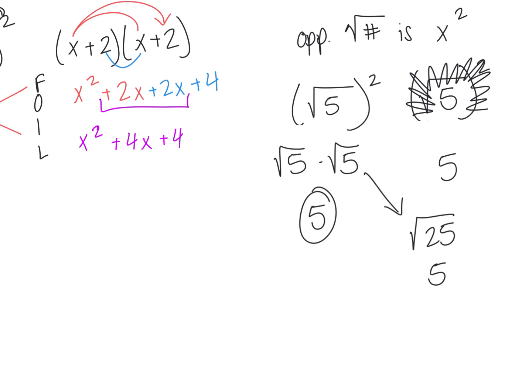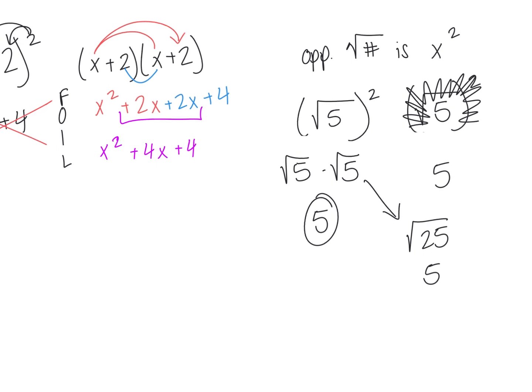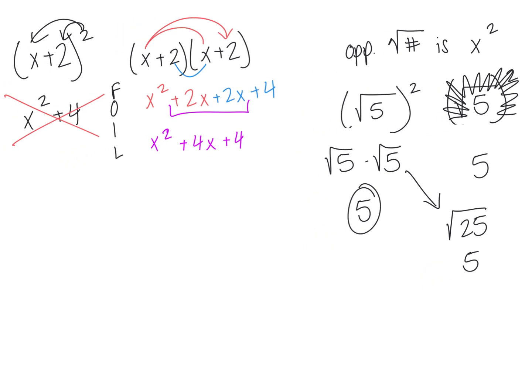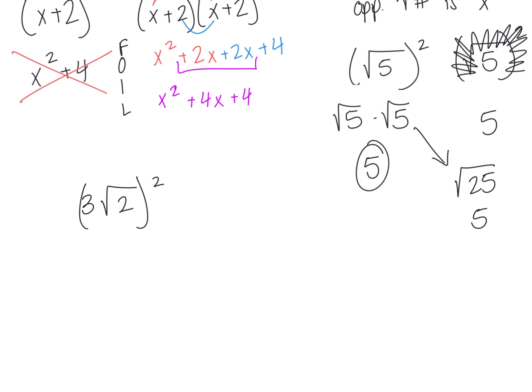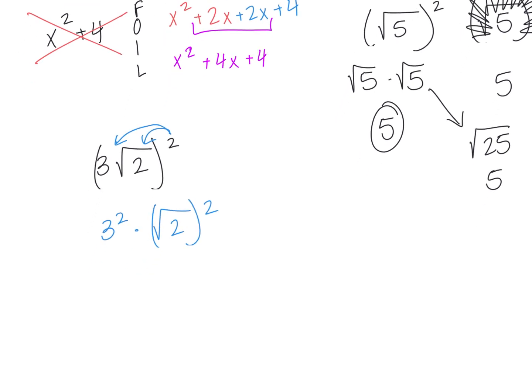All right, so just giving you another one that you may see. If you have 3 square root 2 with everything being squared, this one you can distribute your 2 because there's no addition or subtraction sign. So I can distribute my 2. 3 squared times the square root of 2 squared. 3 squared is going to give me 9 times 2, which would give me 18, and that would be my answer.